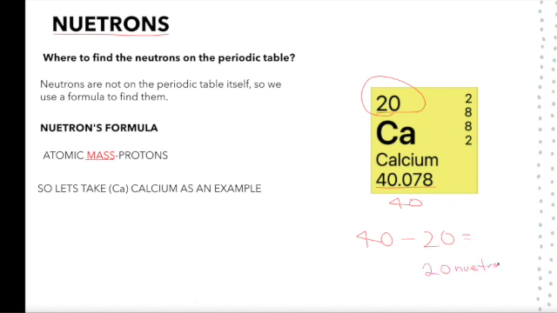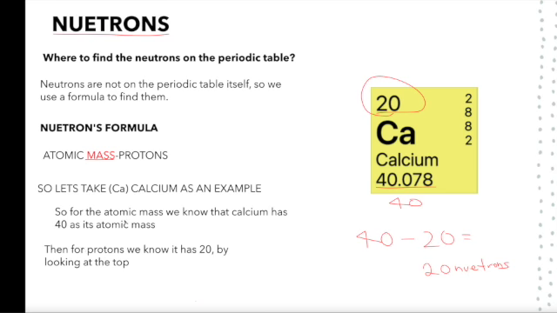So let's check if that is correct. For the atomic mass, we know that calcium has 40 as its atomic mass. Then for protons, we know it has 20 by looking at the top. And then we would do 40 minus 20, which would equal 20 neutrons, which is correct.